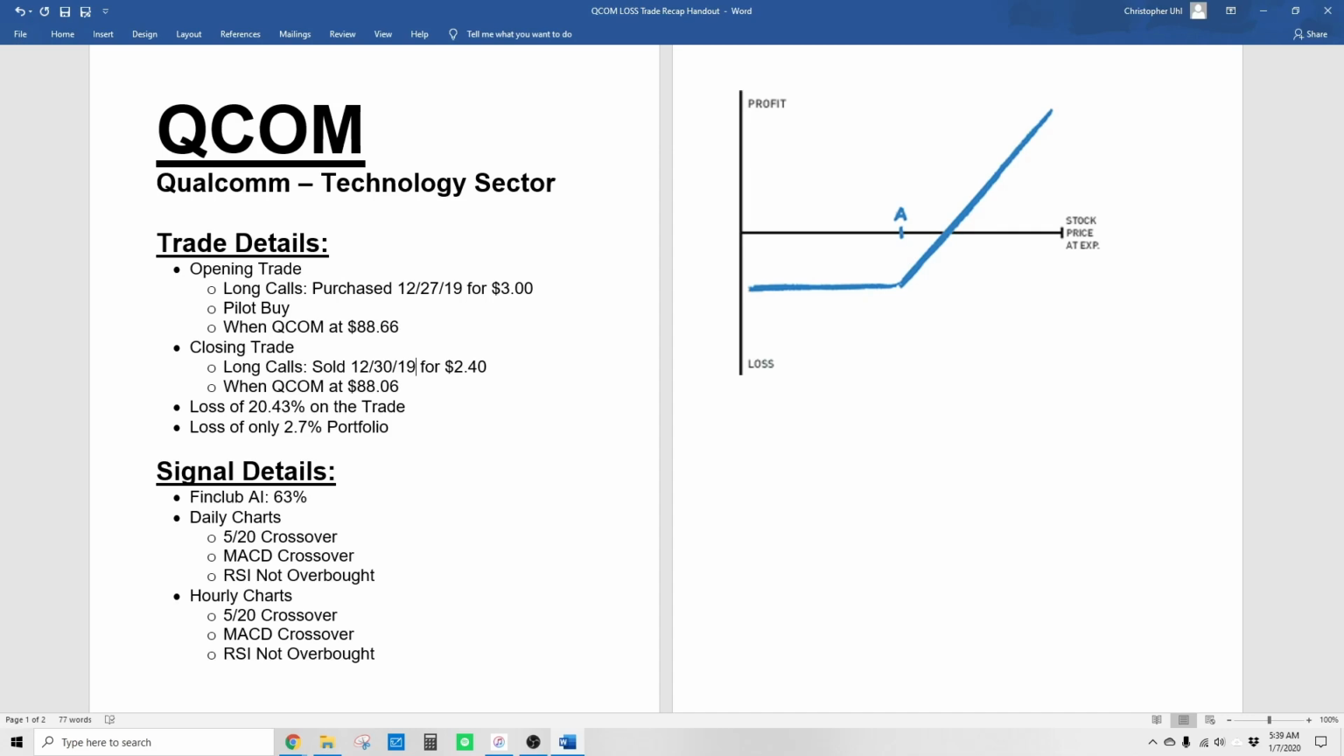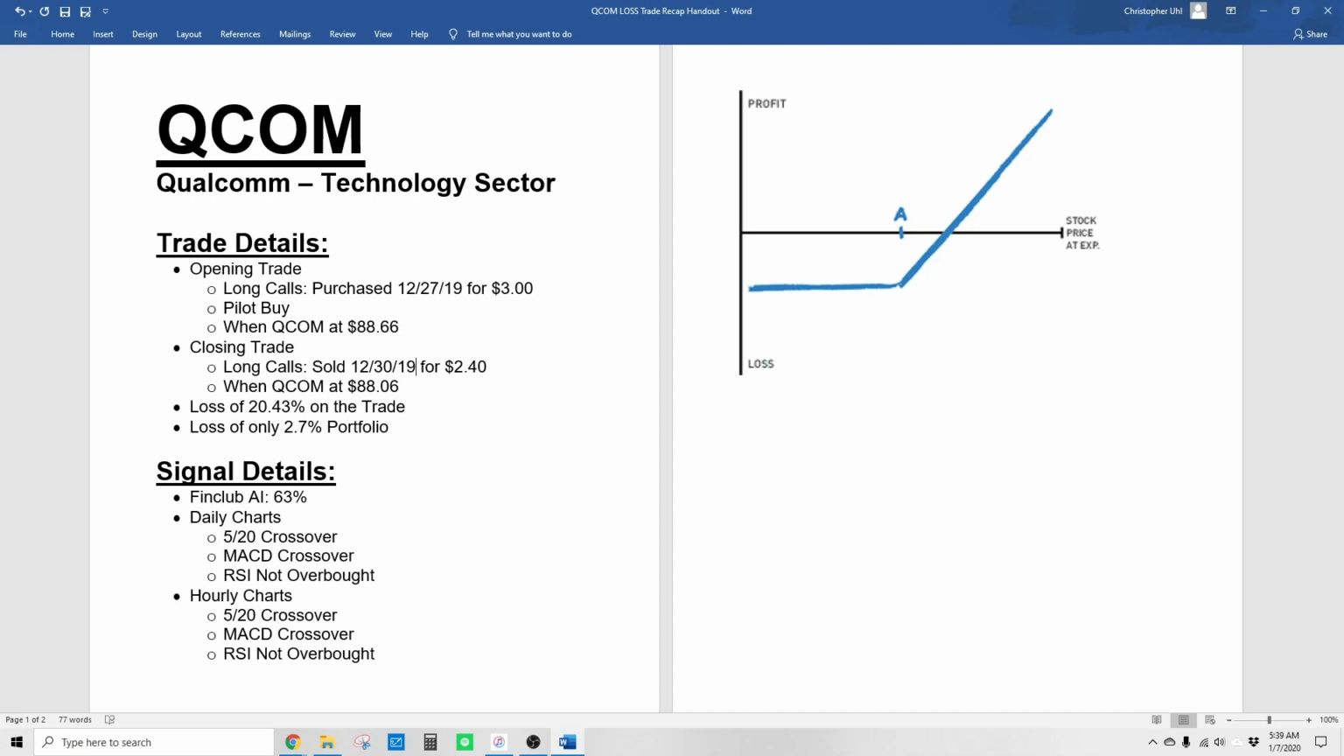Had we gone in with our full lot, right? Let's say our full lot, just for example, is 10 contracts, but our pilot buy is only 1, then we did 10 times less damage because it was wrong. Okay. So now our signal details.